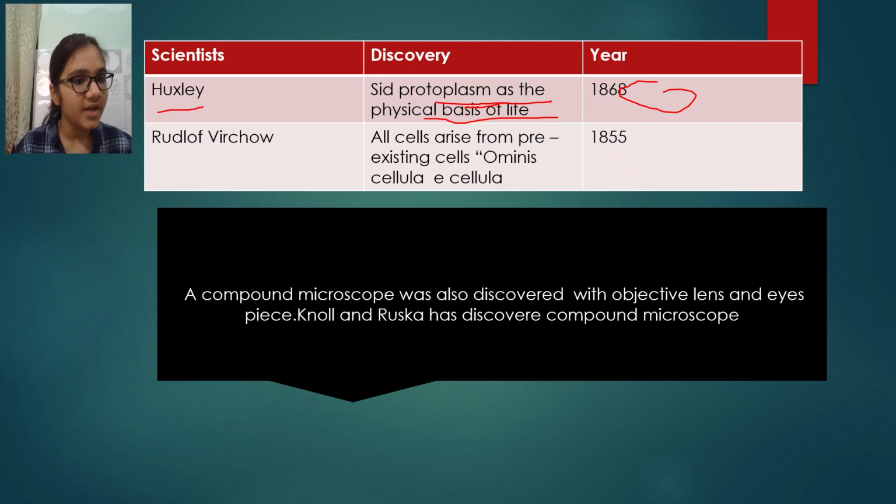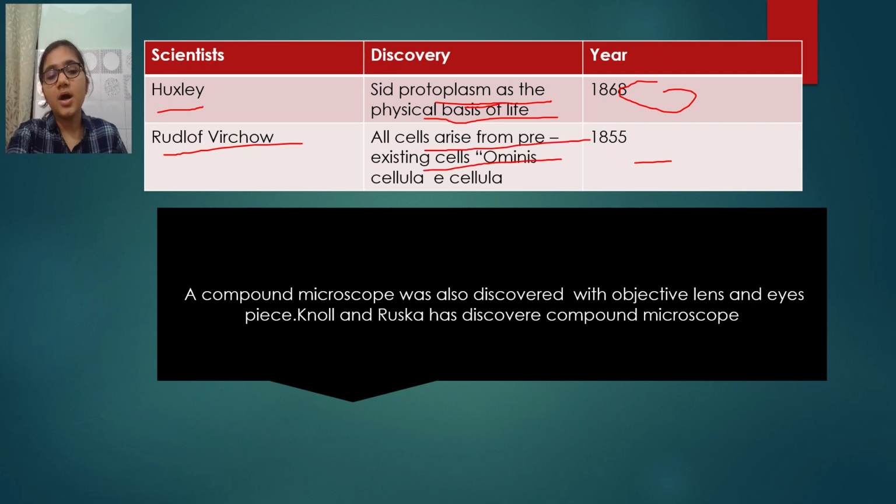Then the last scientist is Rudolf Virchow. In the year 1855, Rudolf Virchow said that all cells arise from pre-existing cells. He was a German pathologist, and he gave the phrase omnes cellula e cellula. You have to learn it, okay? Omnes cellula e cellula.